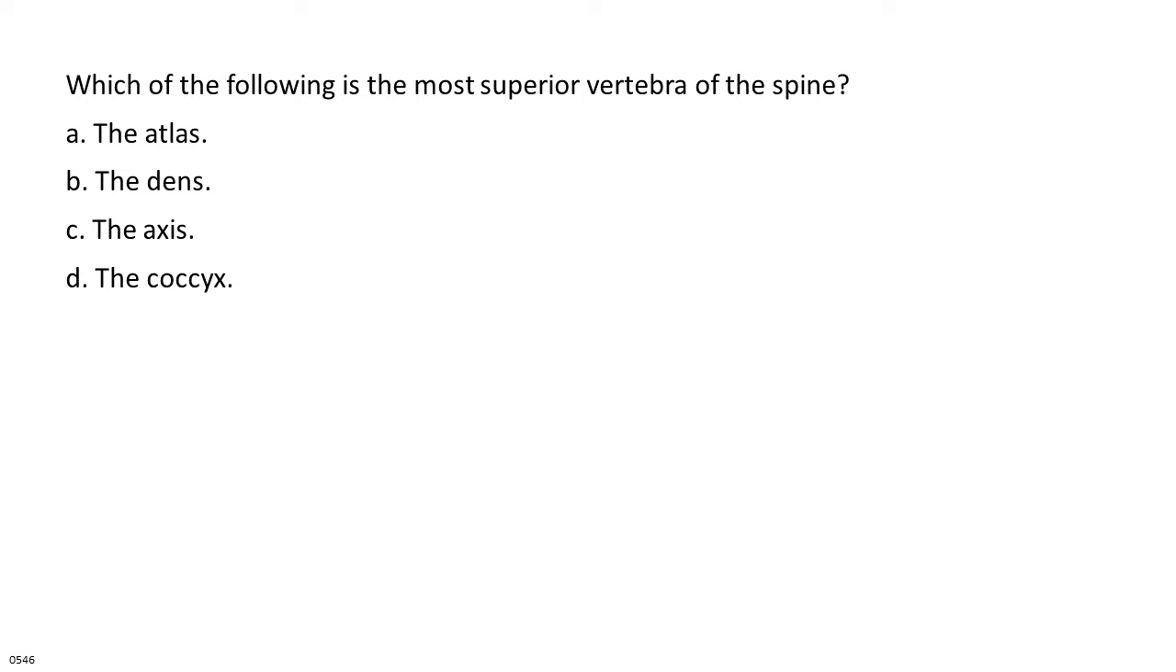Which of the following is the most superior vertebra of the spine? A. The atlas. B. The dens. C. The axis. D. The coccyx.